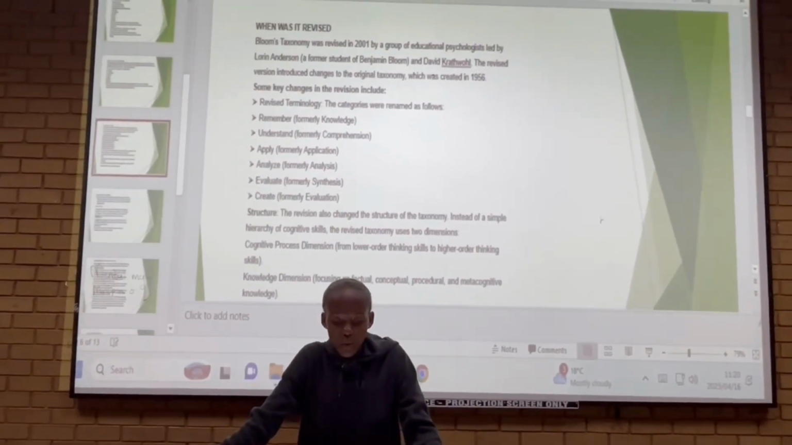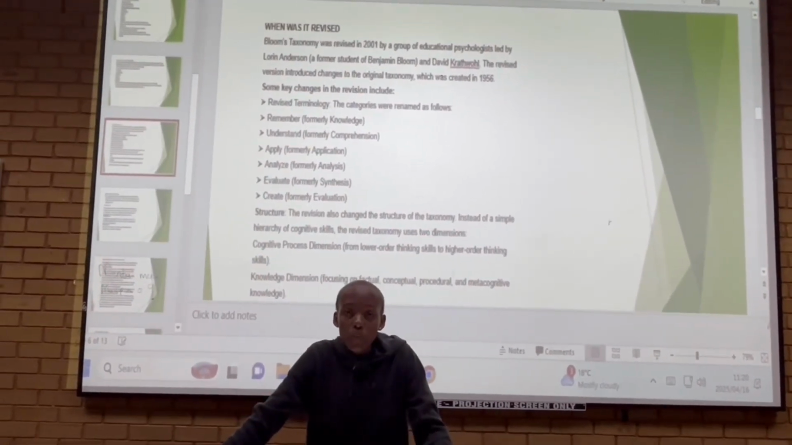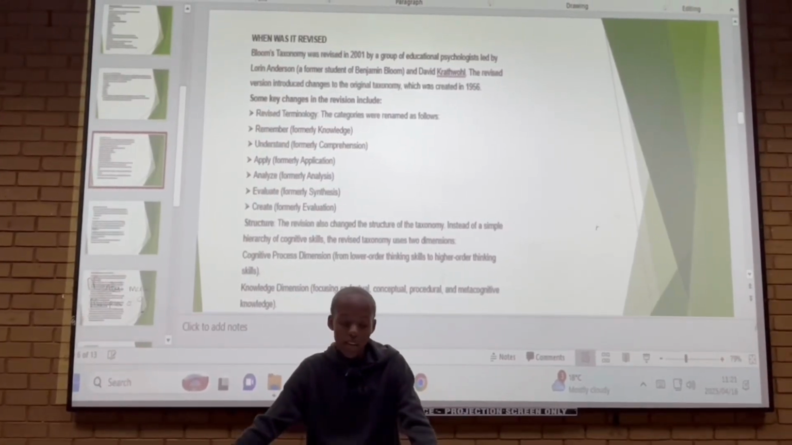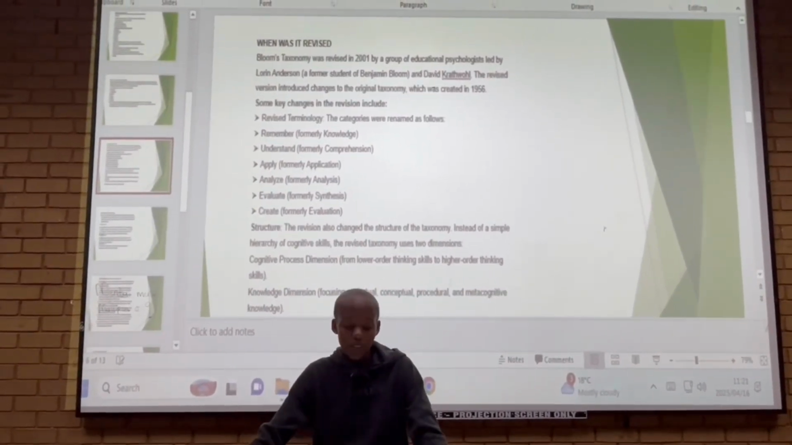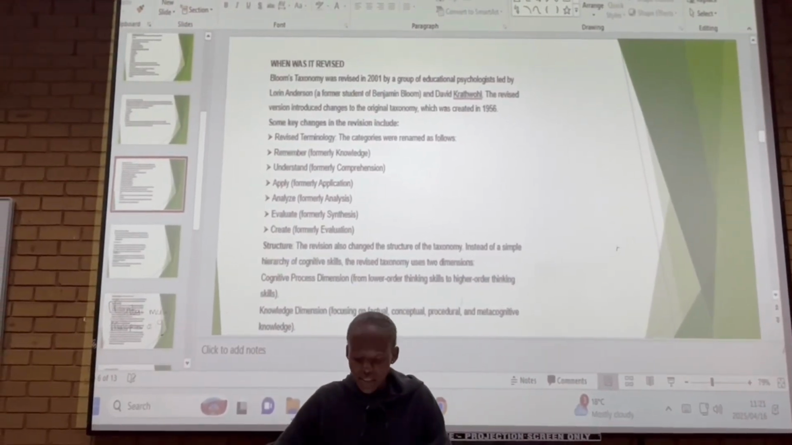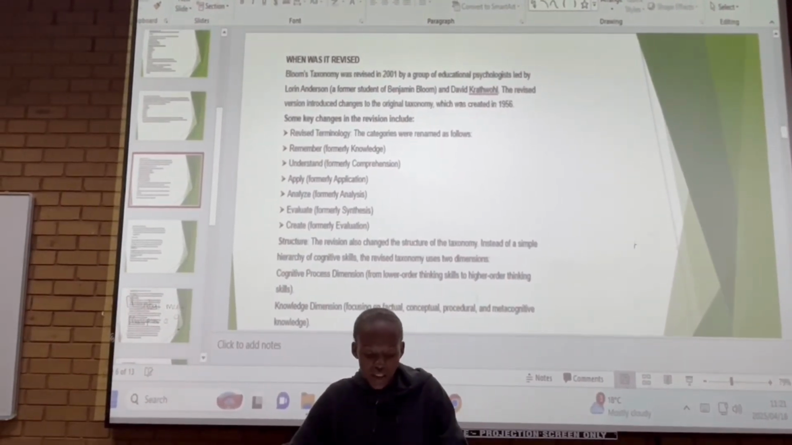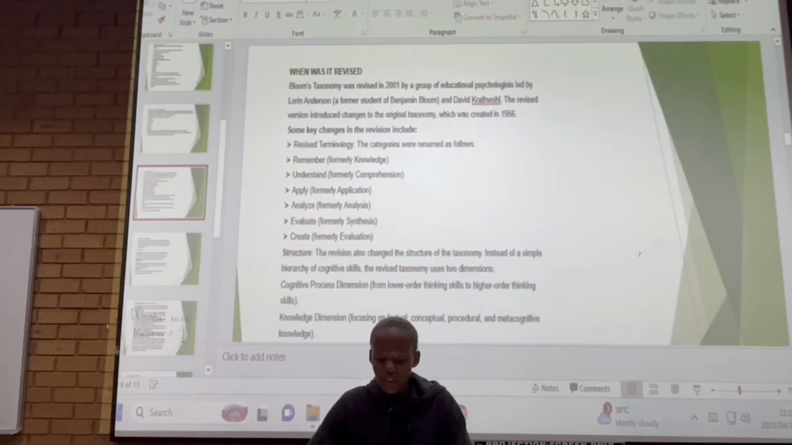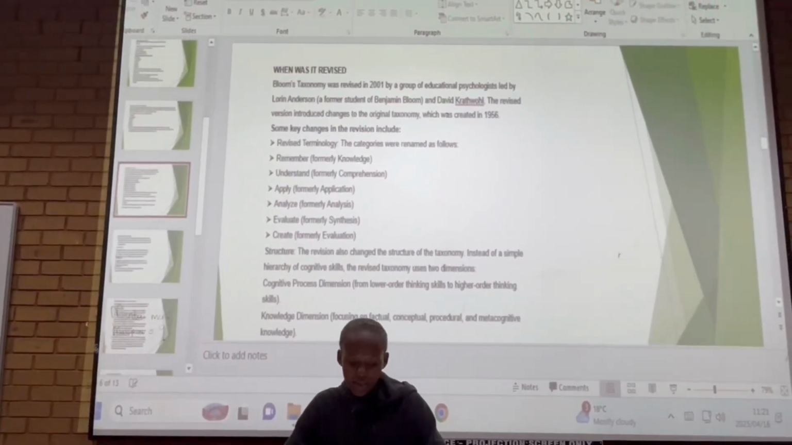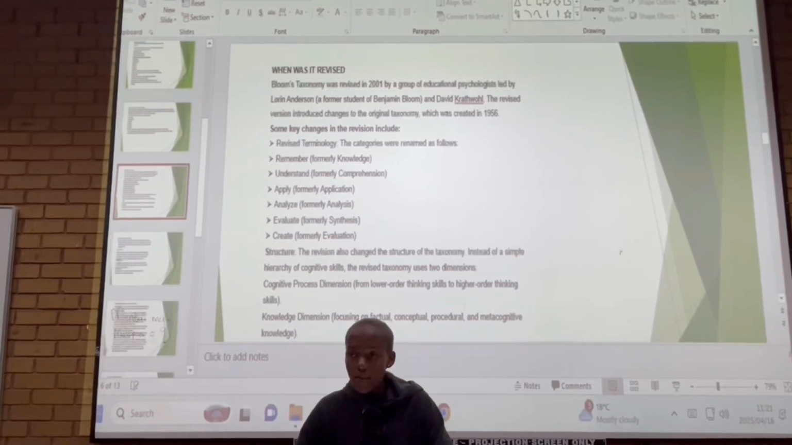When was Bloom's taxonomy revised? Bloom's taxonomy was revised in 2001 by a group of educational psychologists led by David and Lorraine. The revised version introduced changes to the original taxonomy, which was created in 1956. Some key changes in the revision include revised terminology: remembering, understanding, applying, analyzing, evaluating, and creating.